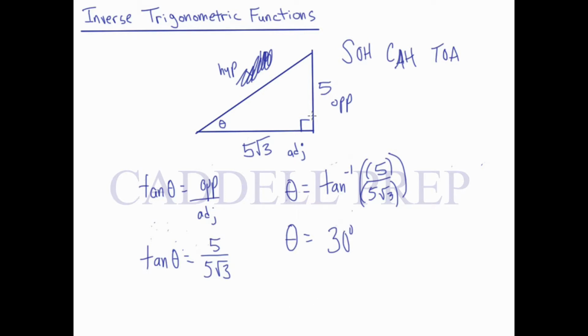So again, if we have two sides and we're missing the angle, we can easily just set up our sine, cosine, or tangent function like normal. And then to solve for theta, we have to do the inverse of that trigonometric function.